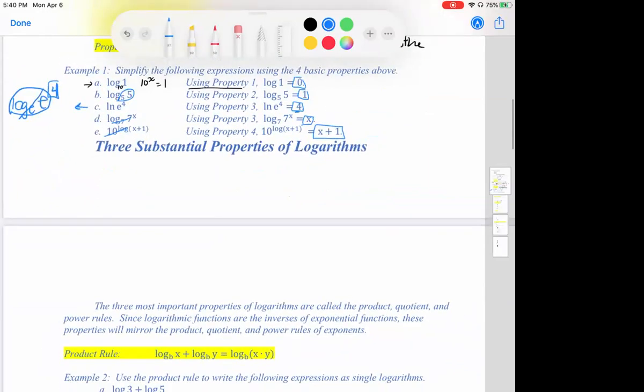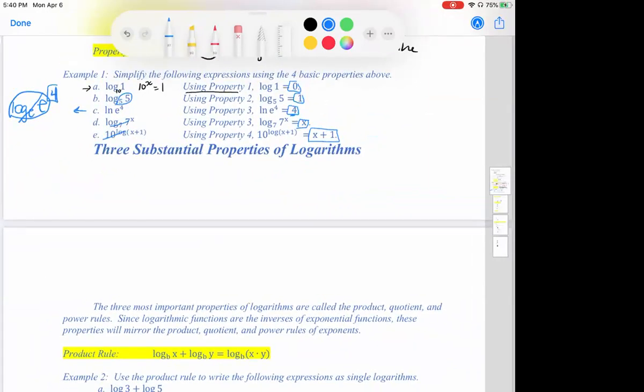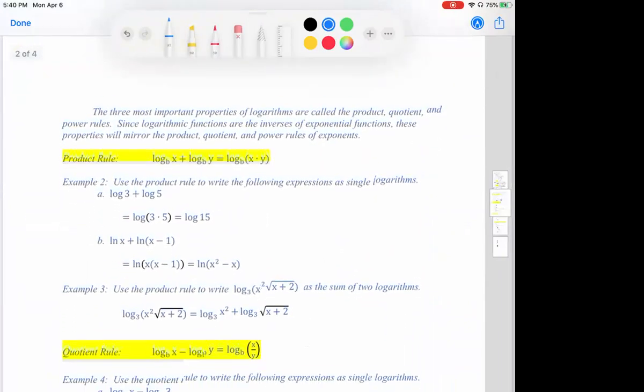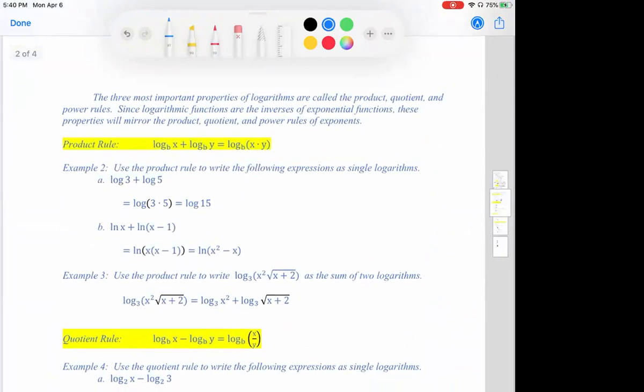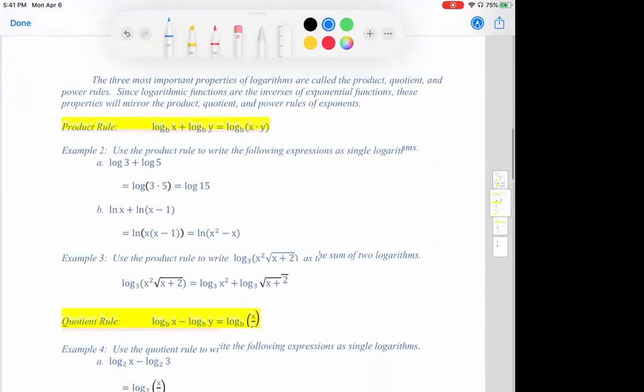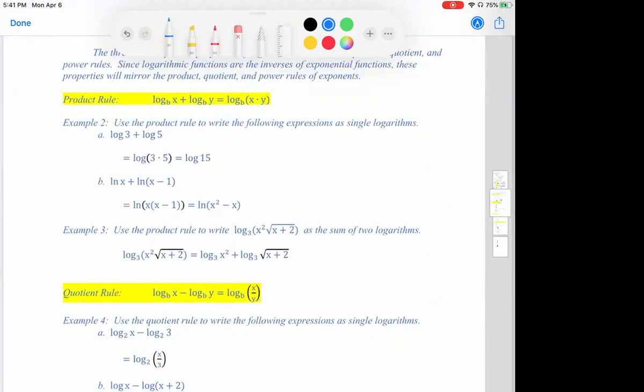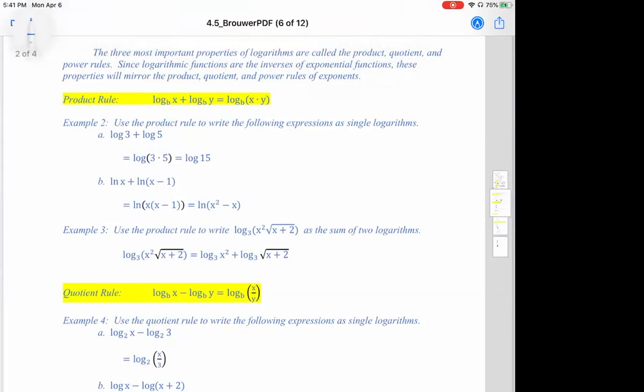So our properties are hopefully going to make things easier for us. The three most important properties of logarithms are called the product, the quotient, and power rules. These logarithmic functions are the inverses of exponential functions, and these properties will mirror the product, the quotient, and the power rules of exponents. So they're kind of like the opposite of the exponential rules we learned.